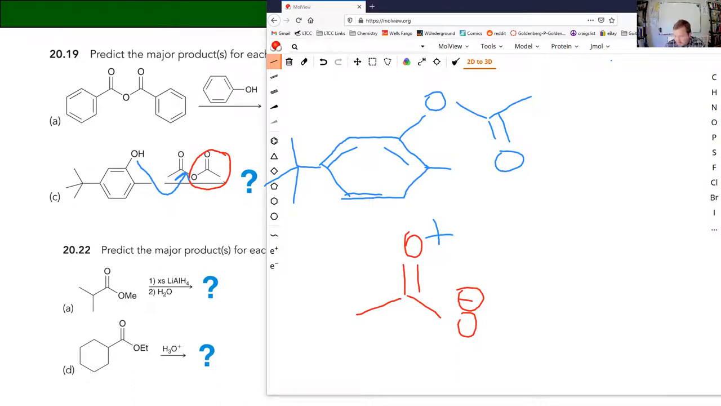And so again, identifying what pair of electrons is moving where, what your nucleophile is, and where the carbonyl is that we're attaching to is the tricky part. And then just making sure you don't lose any carbons along the way.